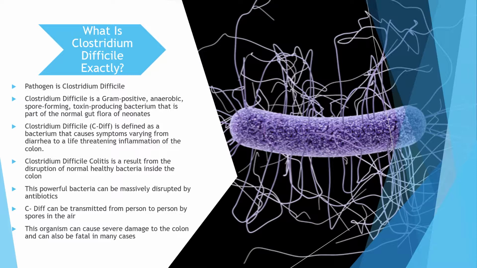C. diff can be transmitted from person to person by spores in the air. This is how C. diff is usually spread. This nasty organism can cause severe damage to the colon and in many cases can be fatal. On this slide, the picture you see to the right is a picture of what the C. diff bacteria looks like under a microscope.